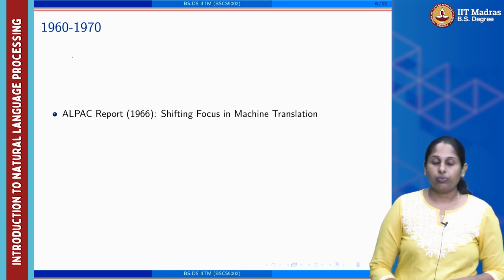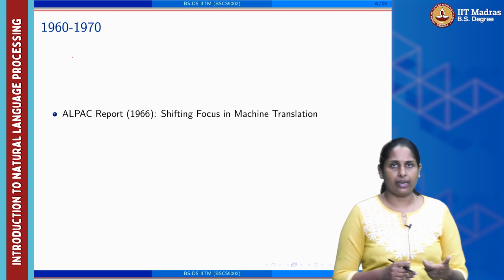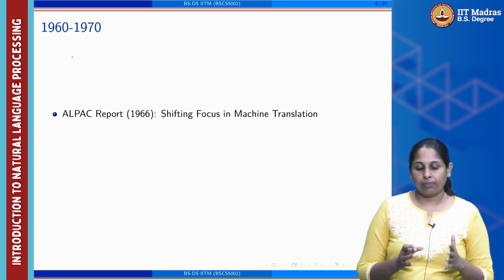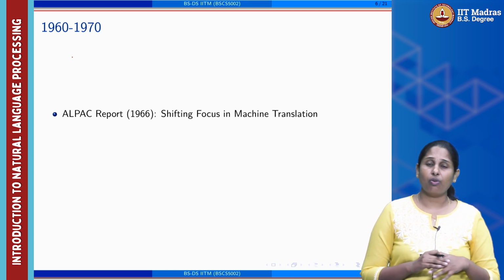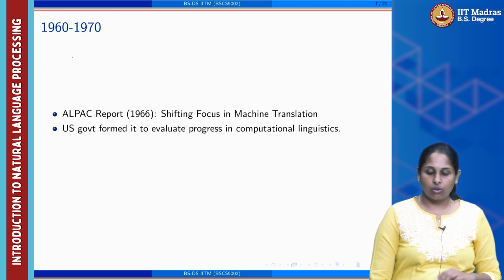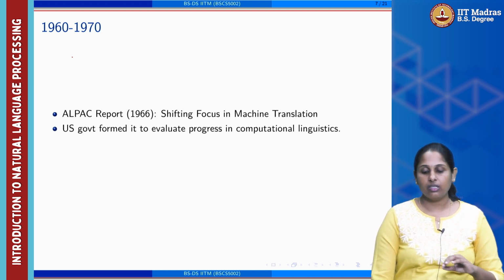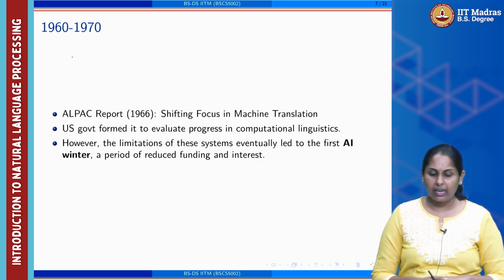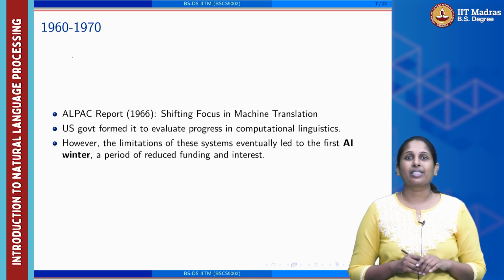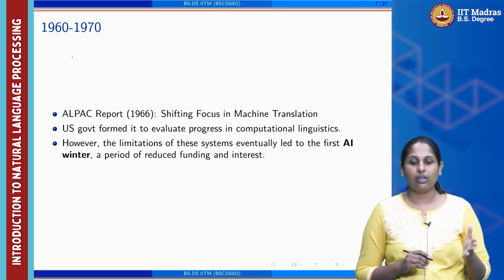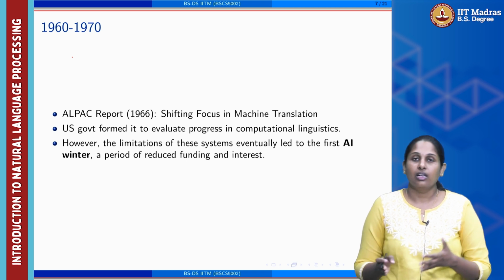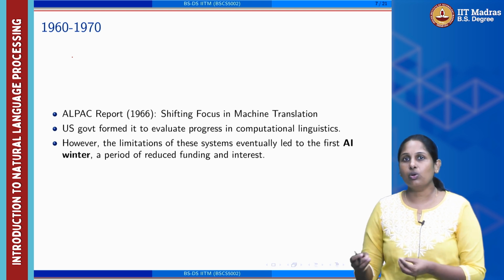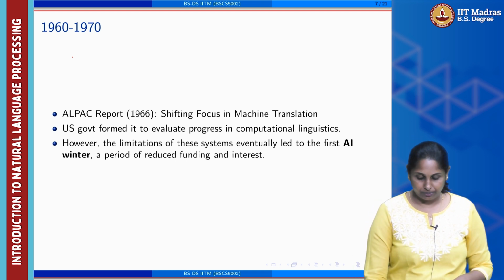As we have seen, this ALPAC report played a very important role in machine translation. It shifted the focus of research on machine translation. The US government stopped it and evaluated computational linguistic research as impossible research during this time. So we could call this particular time the AI winter. That means it's a period of reduced funding and interest. Since there was no funding for this kind of research, the research also stopped, and only a few research efforts happened here and there around the world.